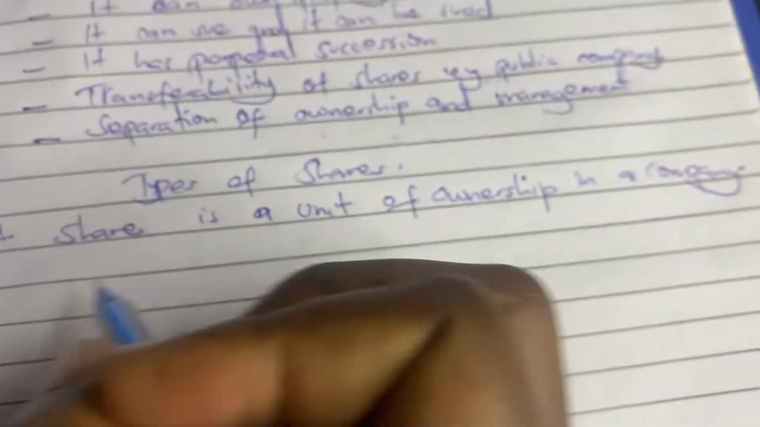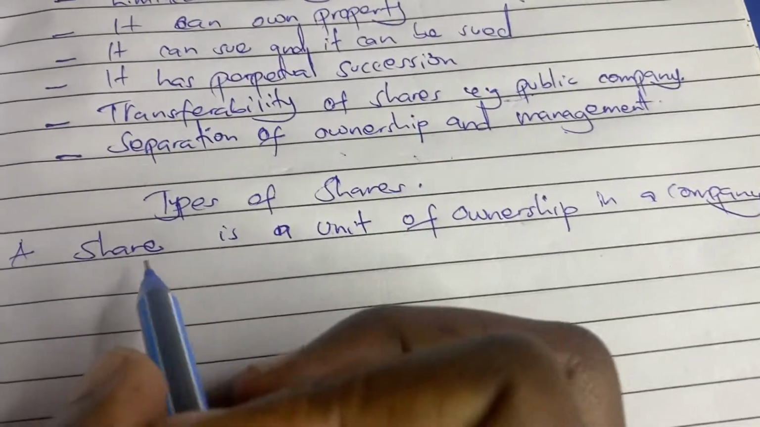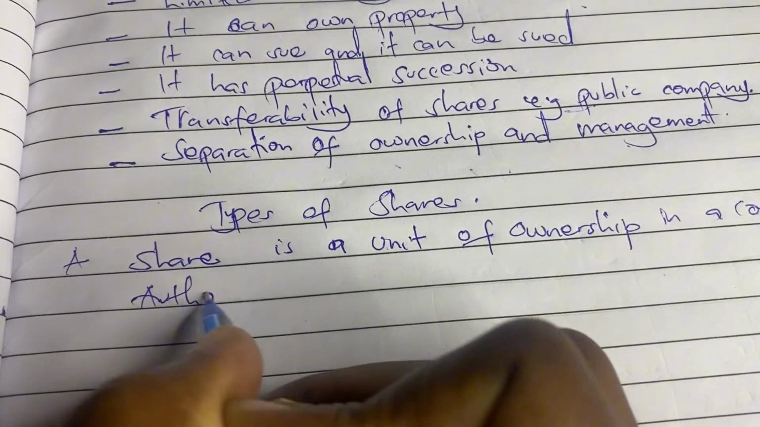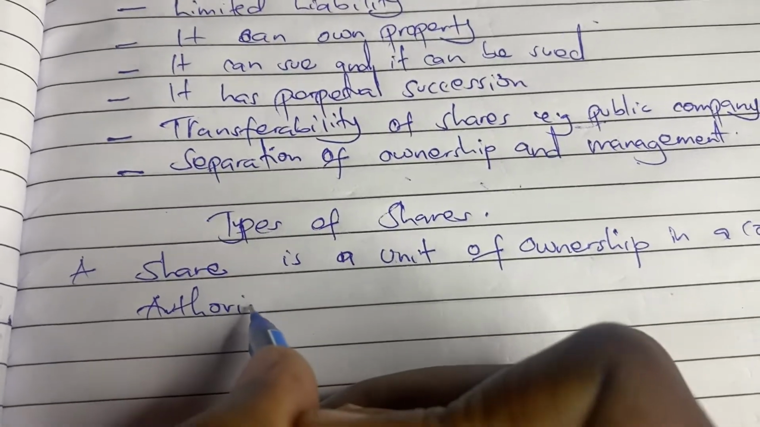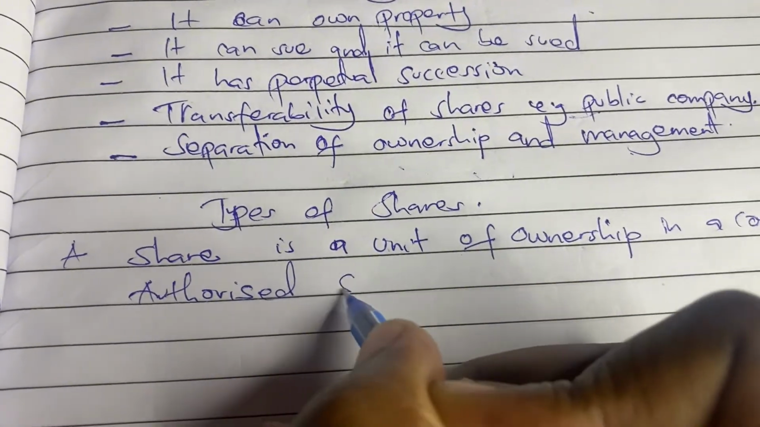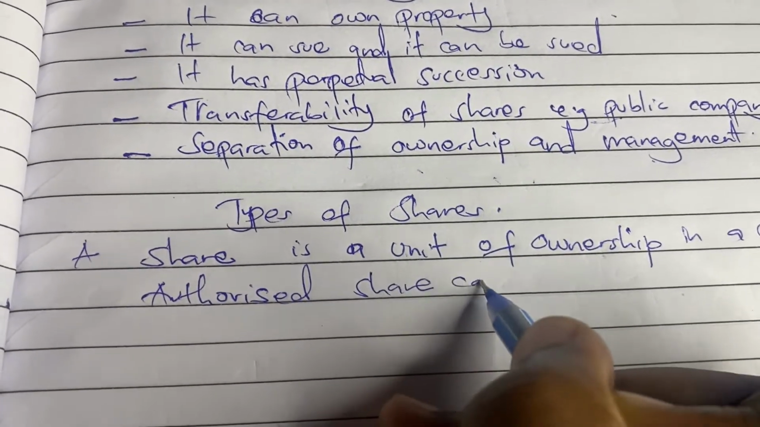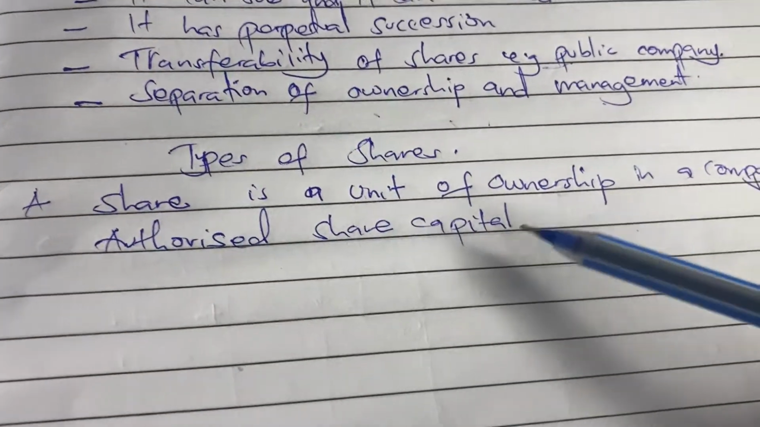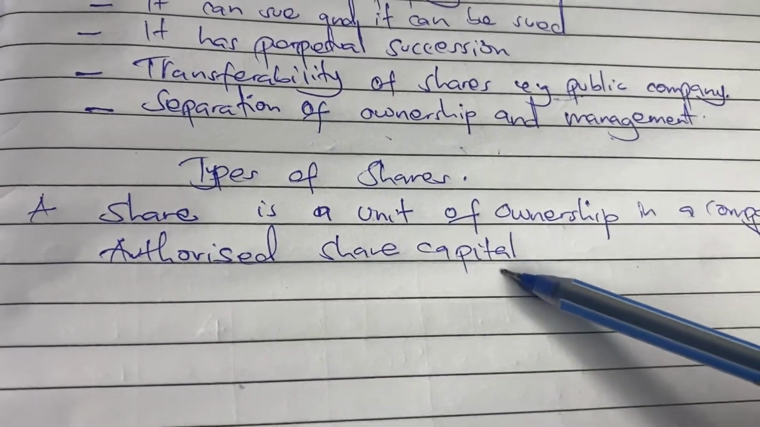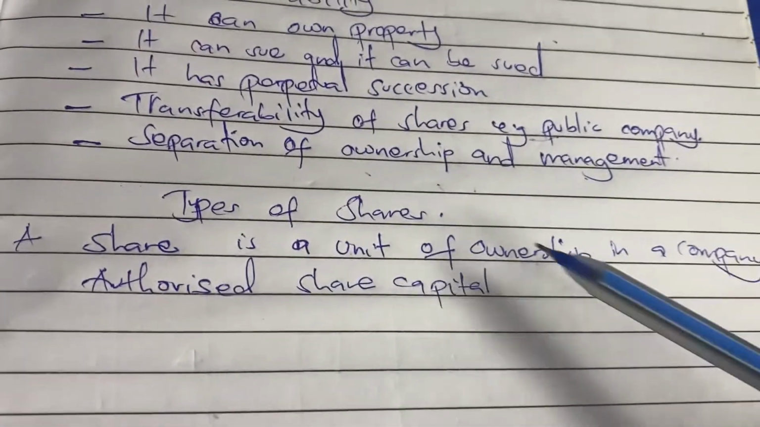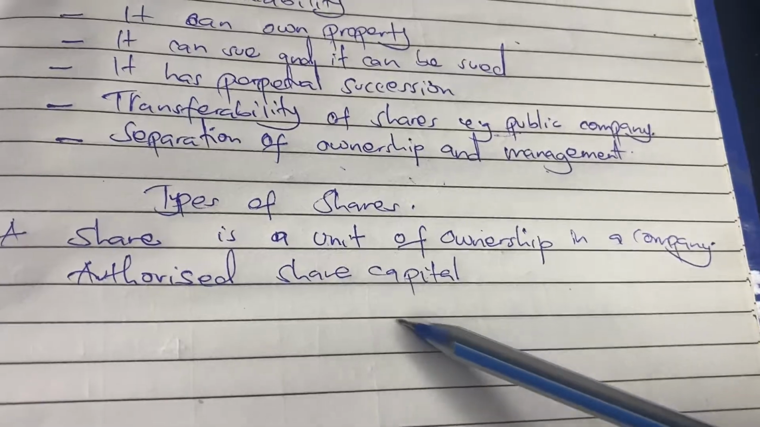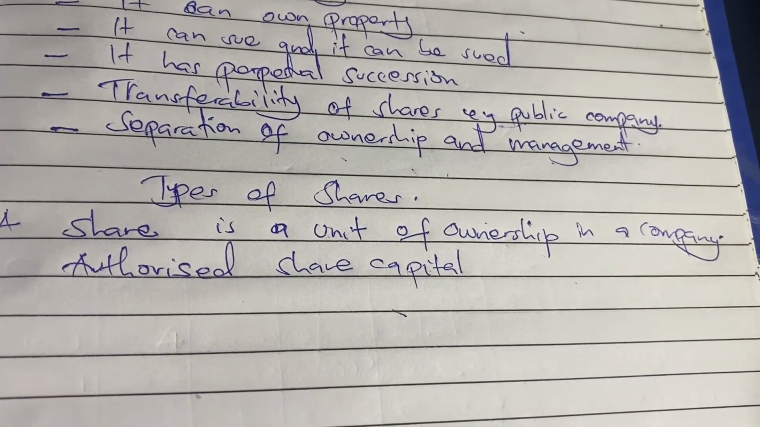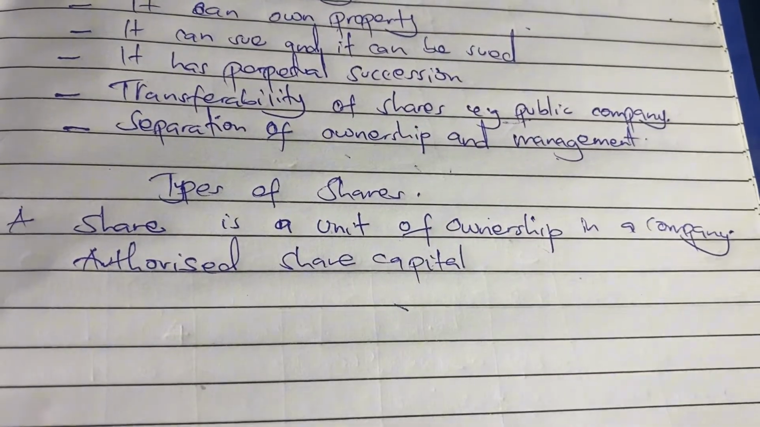So the types of shares that we have are the authorized shares, or authorized share capital. Authorized share capital is the capital that was registered when the company was being registered, the share capital that was registered by the registrar of companies. That's the authorized share capital.